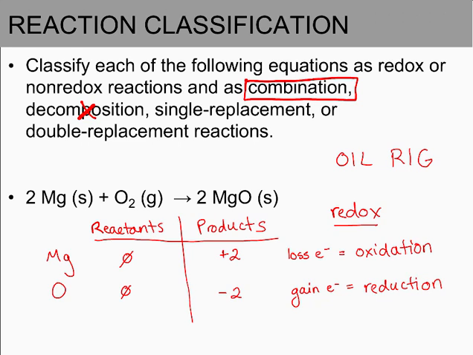Now this reaction is not a single replacement reaction because remember in a single replacement reaction we have one element and one compound in the reactants. But here we have two pure elements. And then double replacement reactions have two compounds in the reactants, and we have two pure elements. So the only possibility here is combination.